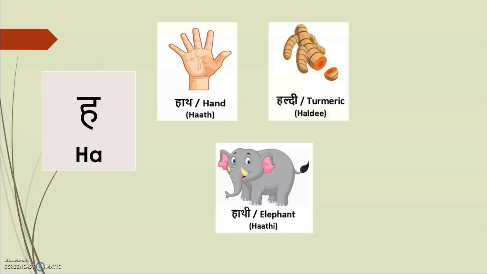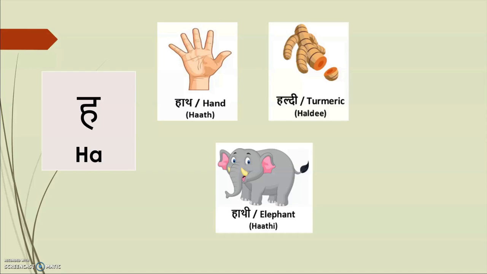So let's repeat. In the first picture, we can see a hand. Hand in Hindi is called hath. In the next picture, we can see turmeric. Turmeric in Hindi is called haldi. And in the third picture, we can see an elephant. Elephant in Hindi is called hathi. So all these three objects begin with the letter ha.